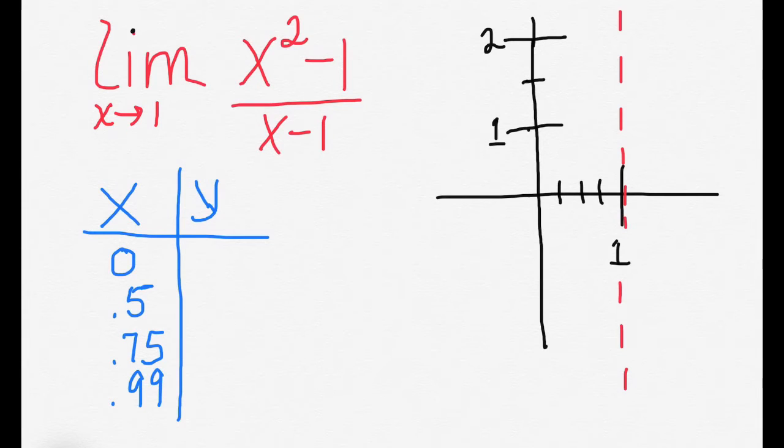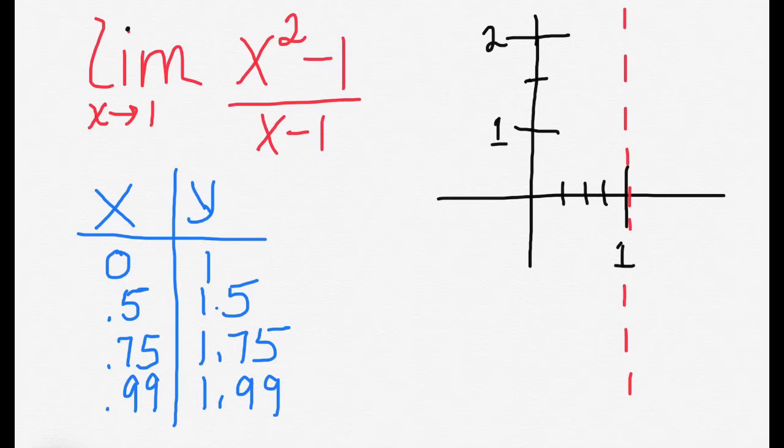So let's look at some values that are able to be plugged in. So I'm using a table. When x is 0, y would be 1. When x is 1/2, 0.5, y is equal to 1.5. And then when x is 0.75, y is 1.75. And when x is 0.99, it's 1.99.